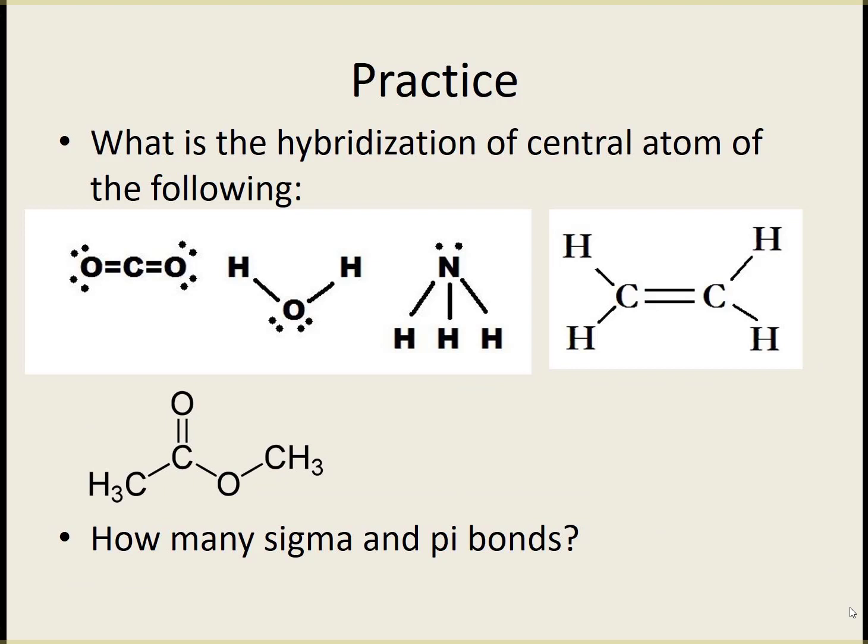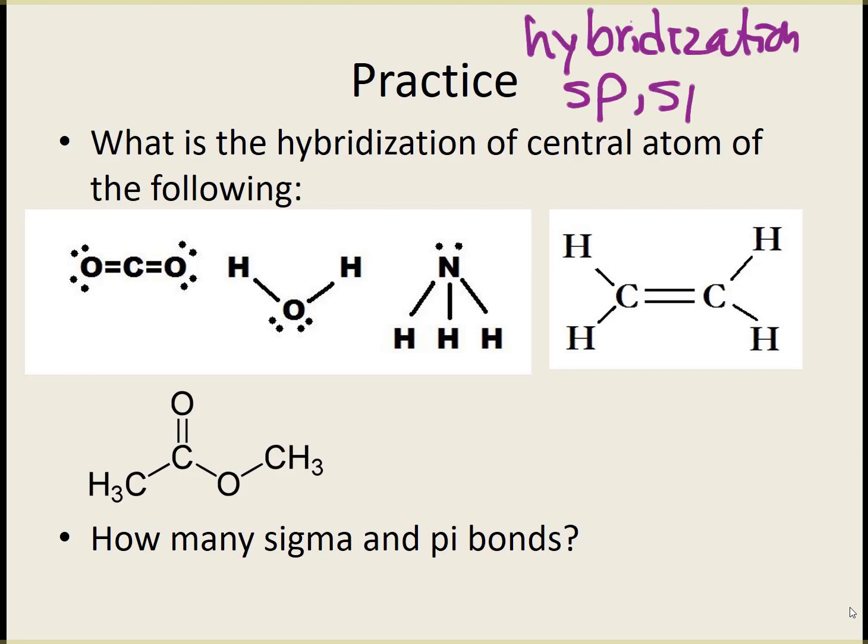So let's practice doing the hybridization of the central atom of each of the following. So we're going to identify the shape, and from the shape we're going to identify what the hybridization is. So for hybridization, your answers will be either SP, SP2, or SP3. Those are the only options. So let's look at the first molecule. The first molecule is CO2. I see that's linear. And if it's linear, that's an SP.